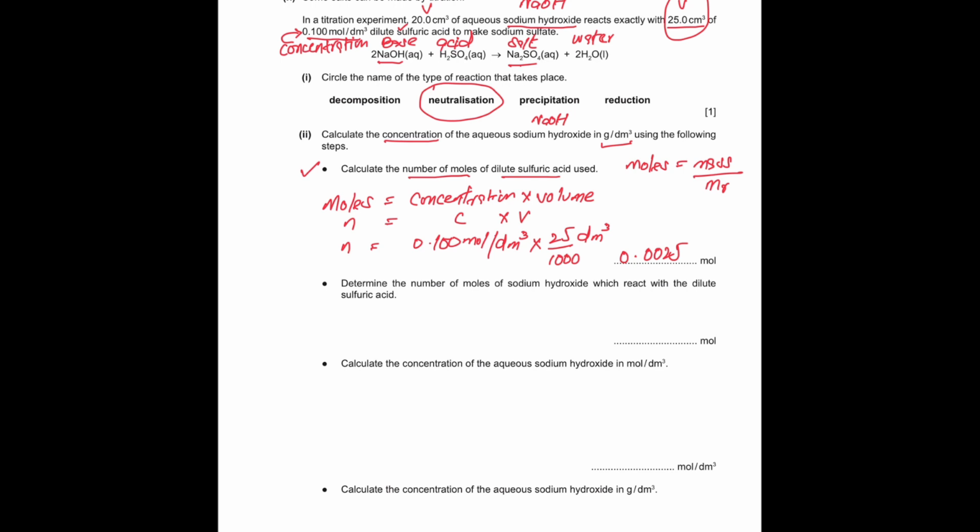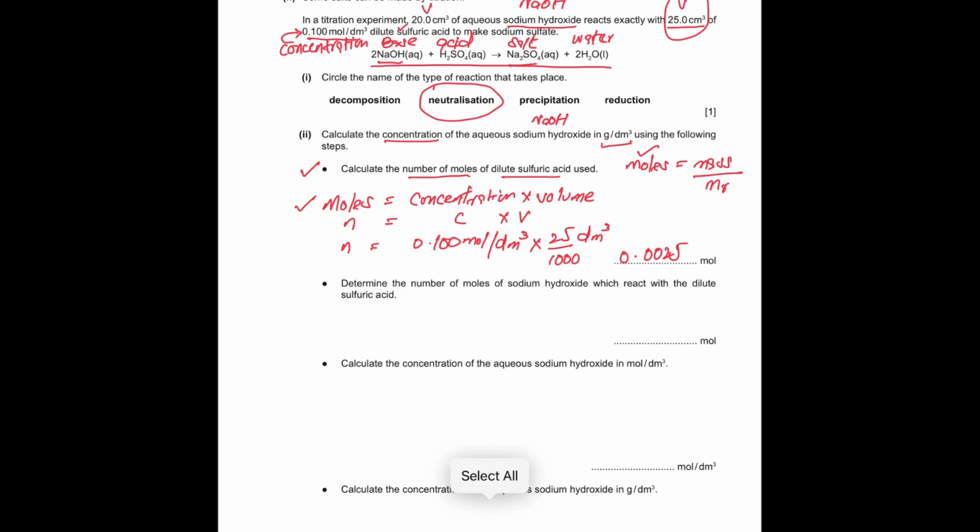Okay. In the next step, determine the number of moles of sodium hydroxide which react with the dilute sulfuric acid. You can check that you can't find the number of moles using these two formulas, because you don't have the concentration of sodium hydroxide, and you don't have the mass of sodium hydroxide. So there's another way. If you know the number of moles of any one substance in the reaction, you can easily find the number of moles of the other reactants or products.